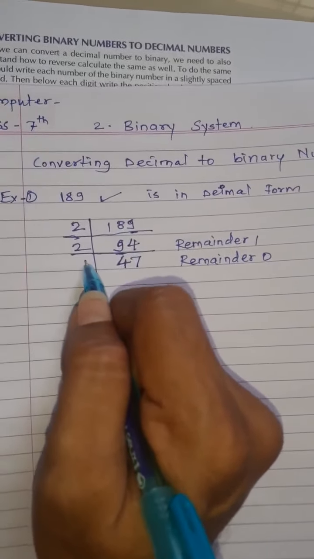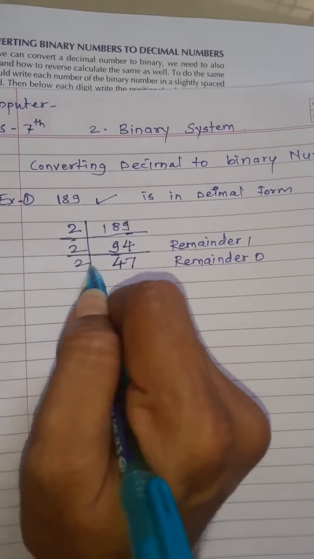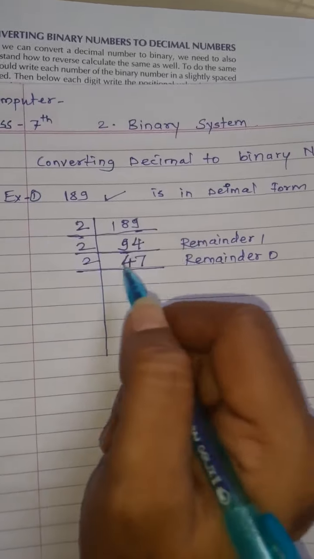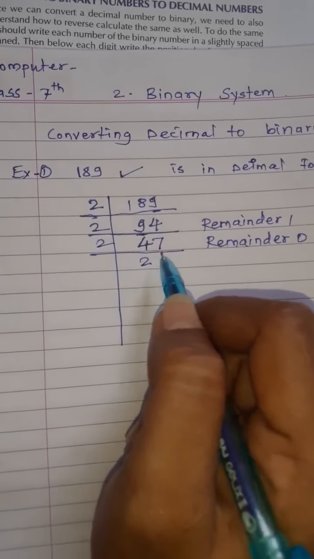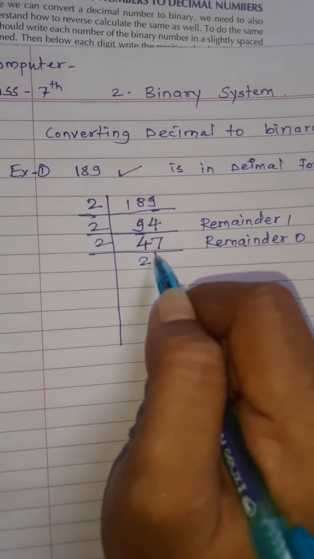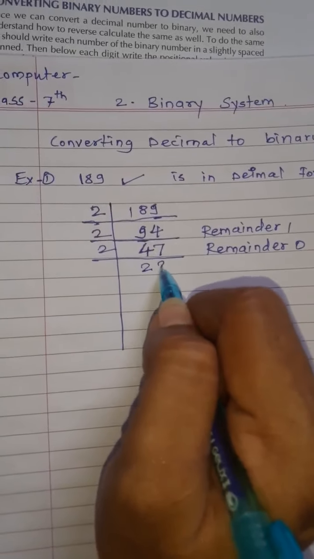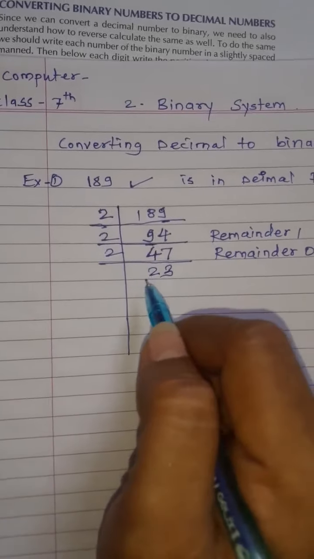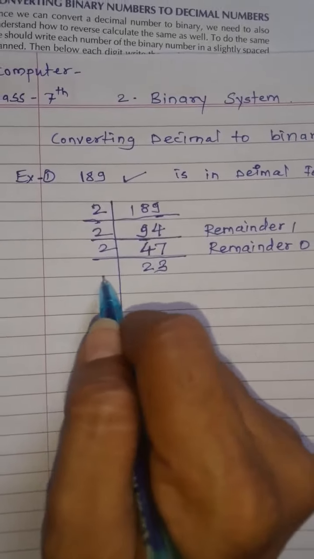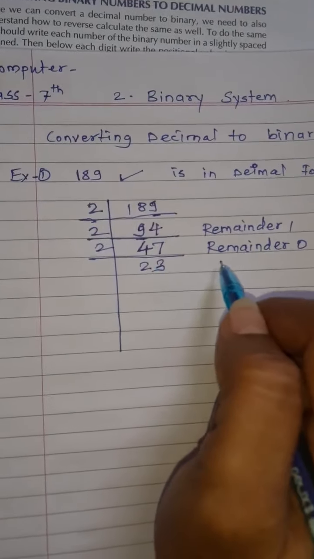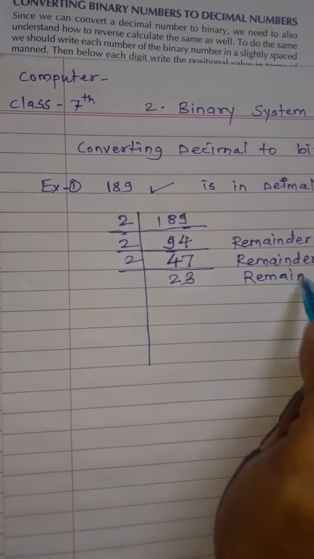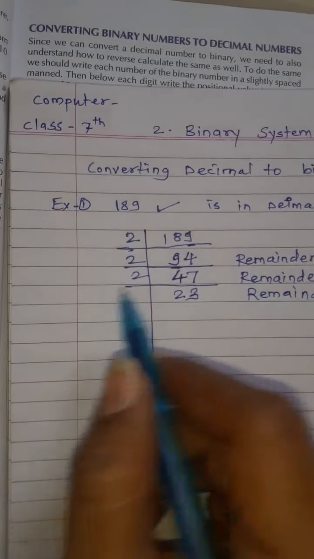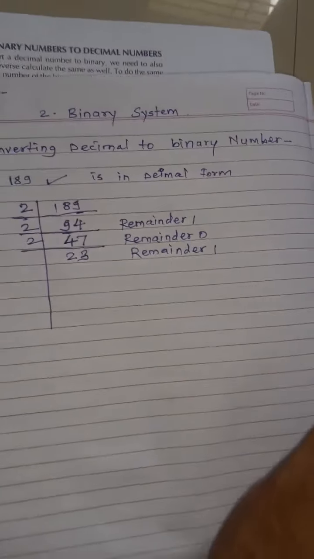Again we divide this 47 by 2. 2 2s are 4. 2 3s are 6. 1 remains. Remainder 1.